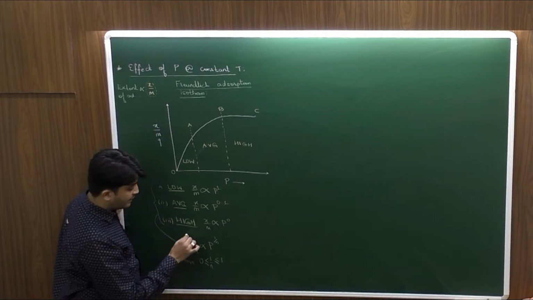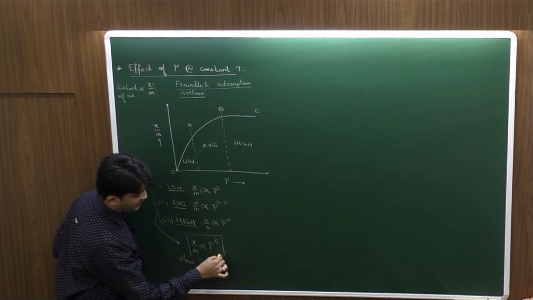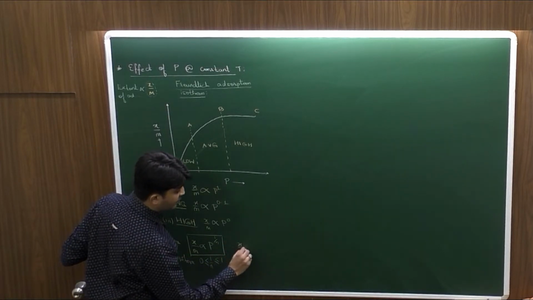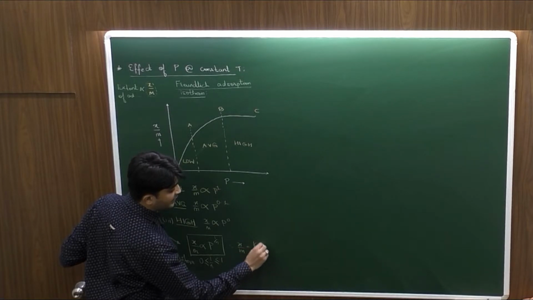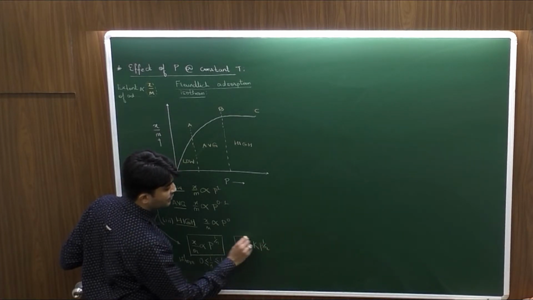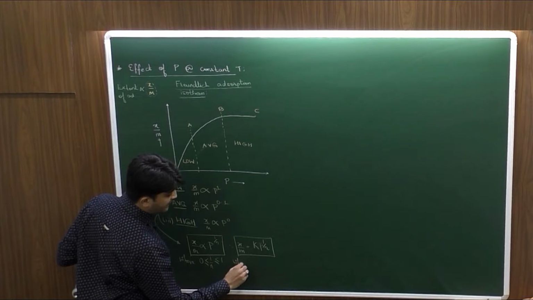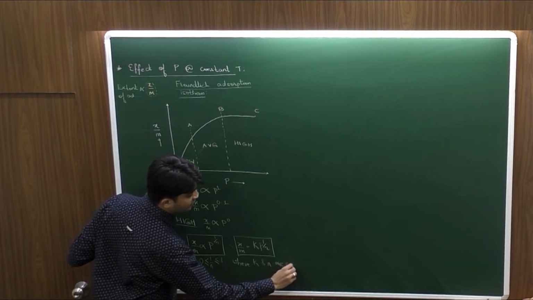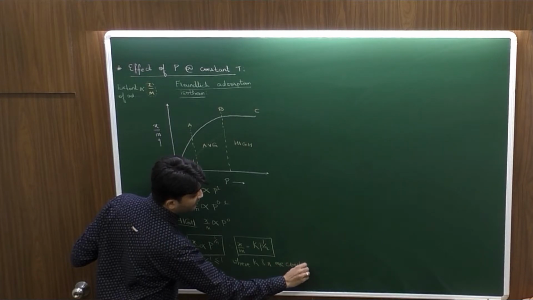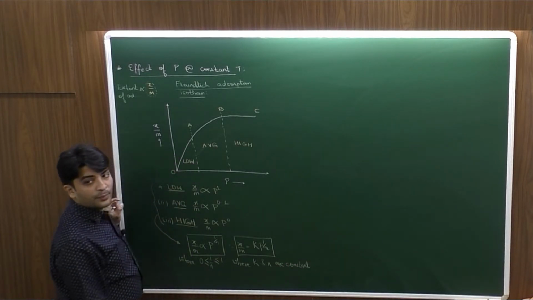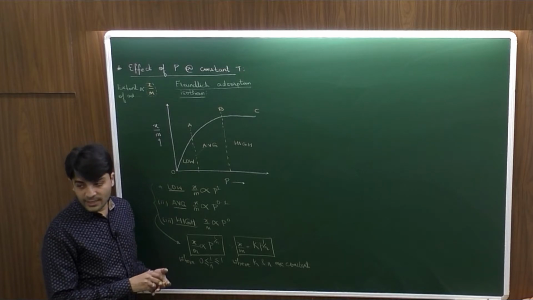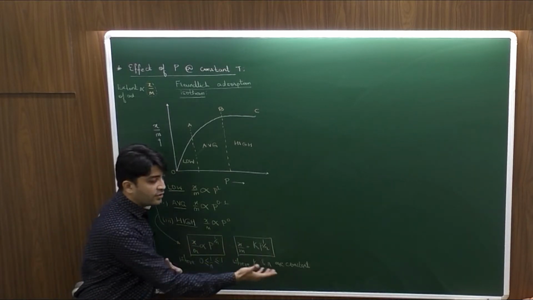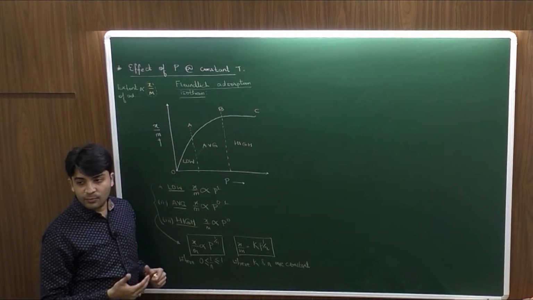So it's given by a power which is indicated as 1 by n. Therefore I can write x by m is equal to k times p raised to 1 by n, where k and n both are constants. And these constants actually depend on the nature of the adsorbate and the nature of the adsorbent. Nature of adsorbent we can relate with the surface area, porous nature.